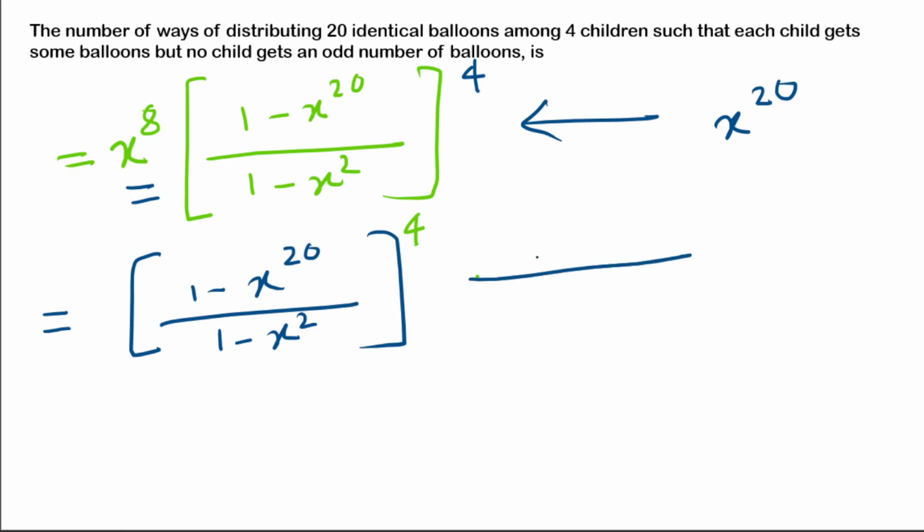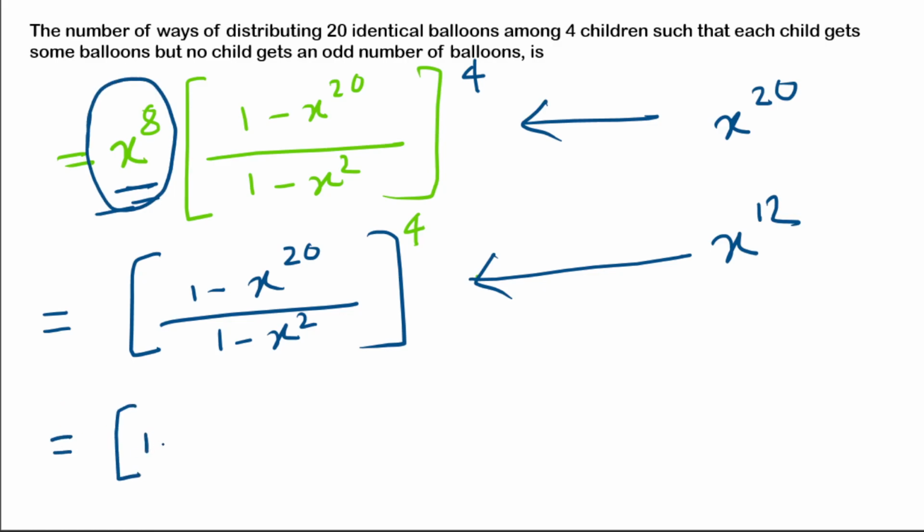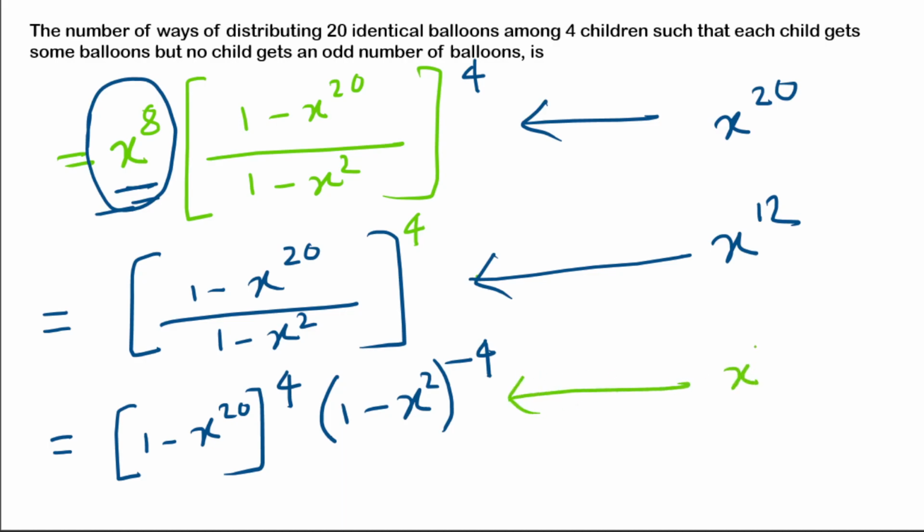Now, if you have this, we have to find the coefficient of x to the power 12, because we have already taken care of this x to the power 8 term, right? We don't need it. Now what is this? This is 1 minus x to the power 20 to the power 4 and 1 minus x square to the power minus 4. Did that make sense? Now what you have to find out? Again, the coefficient of x to the power 12.